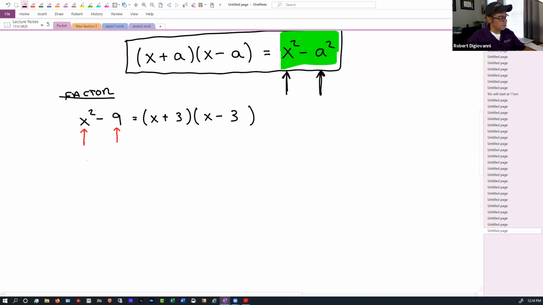Let's do another one below it. These should be real fast once you catch on to them. Okay, there's no GCF, there's 2 terms. Do we have something squared minus something else squared? Yes. We do, right? So this should turn into what? What goes next to those x's? +4 and -4.